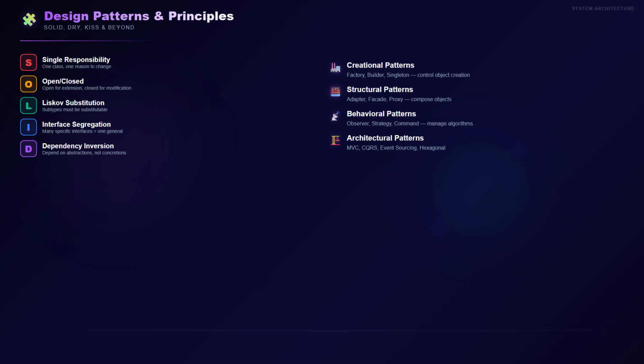Beyond SOLID, you need to know key design patterns. Creational patterns like factory and builder control how objects are created. Structural patterns like adapter and facade simplify complex interfaces. Behavioral patterns like observer and strategy manage how objects communicate. And architectural patterns like CQRS, event sourcing, and hexagonal architecture shape entire systems. These aren't academic exercises. They solve real problems you'll face every day as an architect.